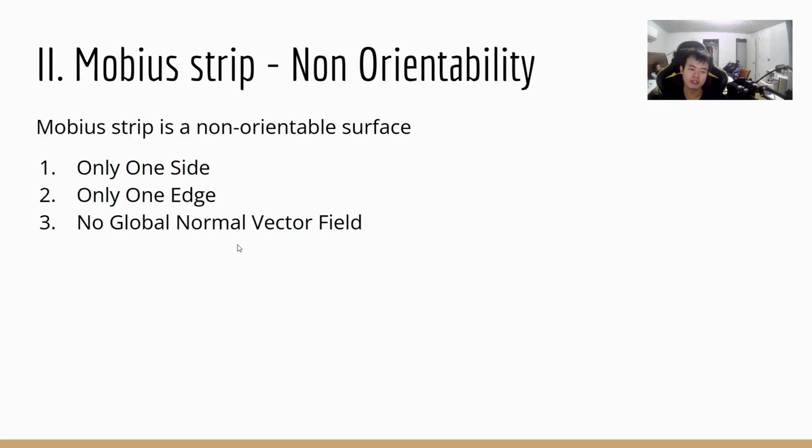And the third point is that it is not possible to assign a global normal vector for the surface, because at one point we will have two vectors opposing one another. Take this part for example, we will have the normal vector pointing up, and at the same time, if we go around half the surface, we will be able to draw another normal vector at that same point, but pointing downward instead.